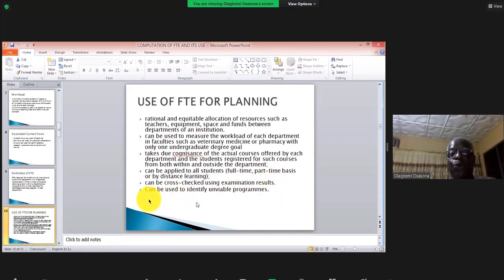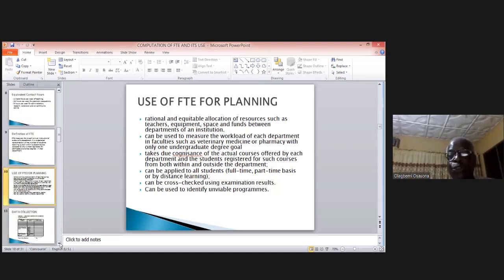FTE can also be used to identify unviable programs. If the FTE is very low, then the department may be unviable, although FTE alone should not be used to arrive at that decision. It can also be used to identify departments that are overworked, where you have excess workload.